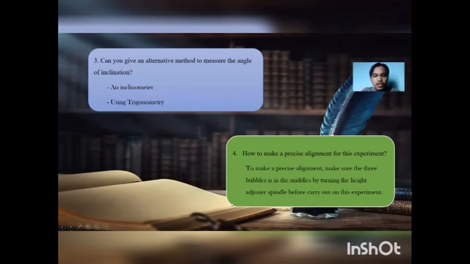Then the fourth question is how to make a precise alignment for this experiment. For our experiment, to make a precise alignment, we make sure the 3 bubbles are in the middle by turning the height adjuster spindle before we carry out our experiment.